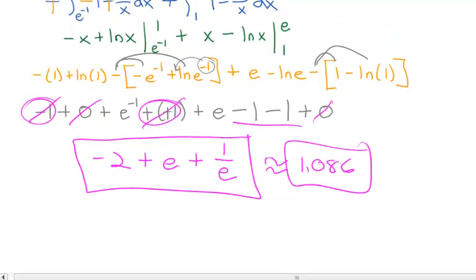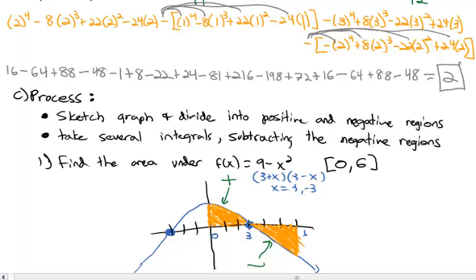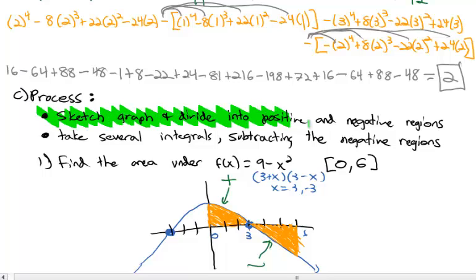I want you to notice how these problems are different than the ones we were solving before. Yesterday, we were just interested in the definite integral. Plug the values in, subtract the upper and lower limits, and you got your solution. That was the integral. If the question specifically says, find the area, that's the difference today. We need to be careful of those negative areas. And so our process is going to be, we'll have to sketch a graph and divide it into positive and negative regions.